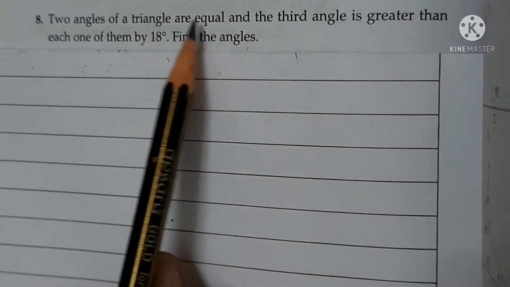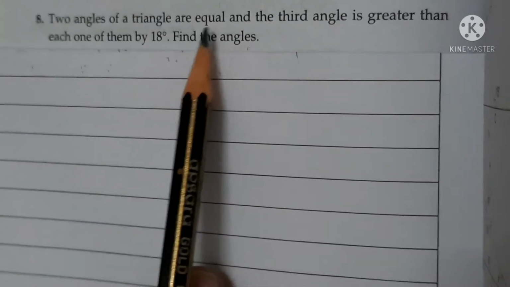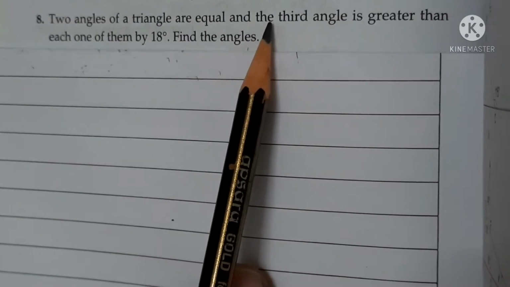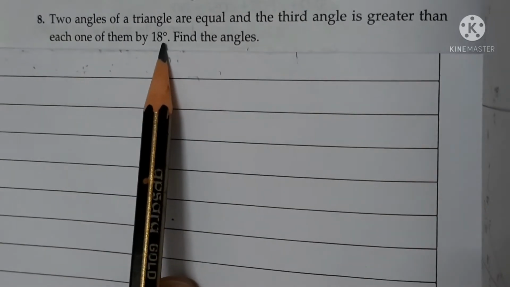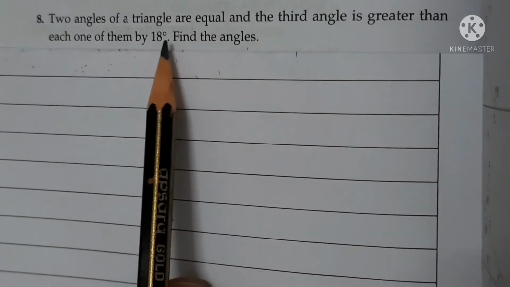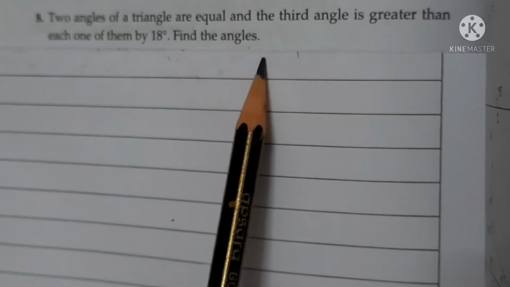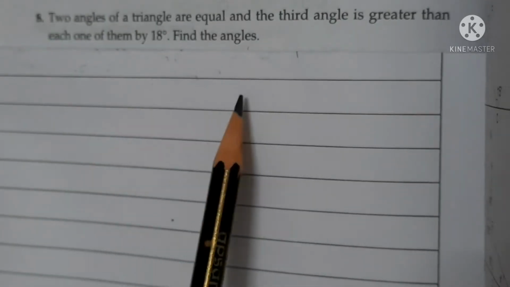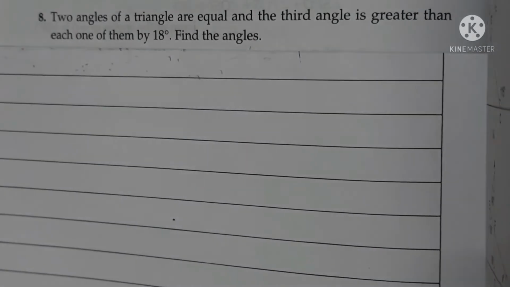Two angles are equal, so let the angles be x. So each angle will be x. The third angle is greater than each one of them by 18 degrees, so the third angle will be x plus 18, and you know the sum of the angles will be 180 degrees. So this method you will use here. In some questions I will give a clue and some I will solve on the notebook.